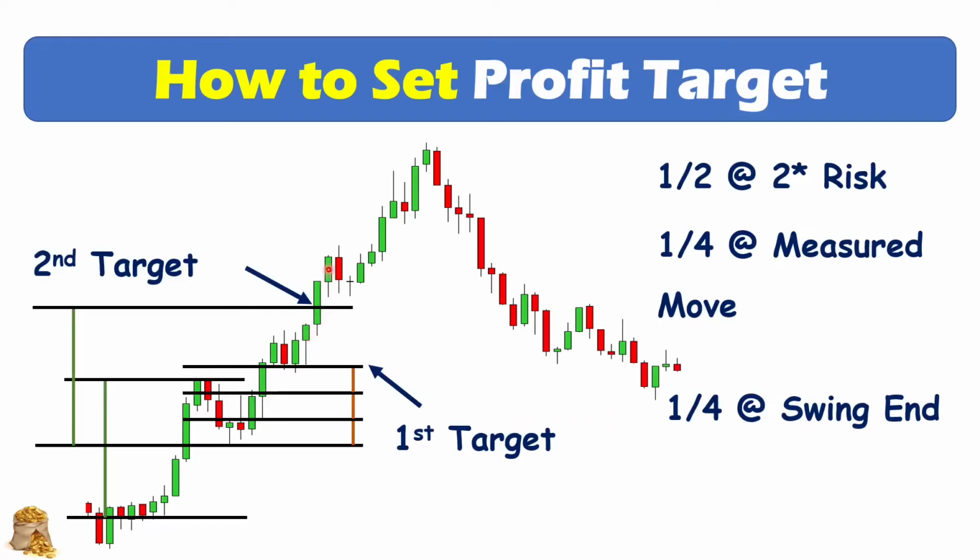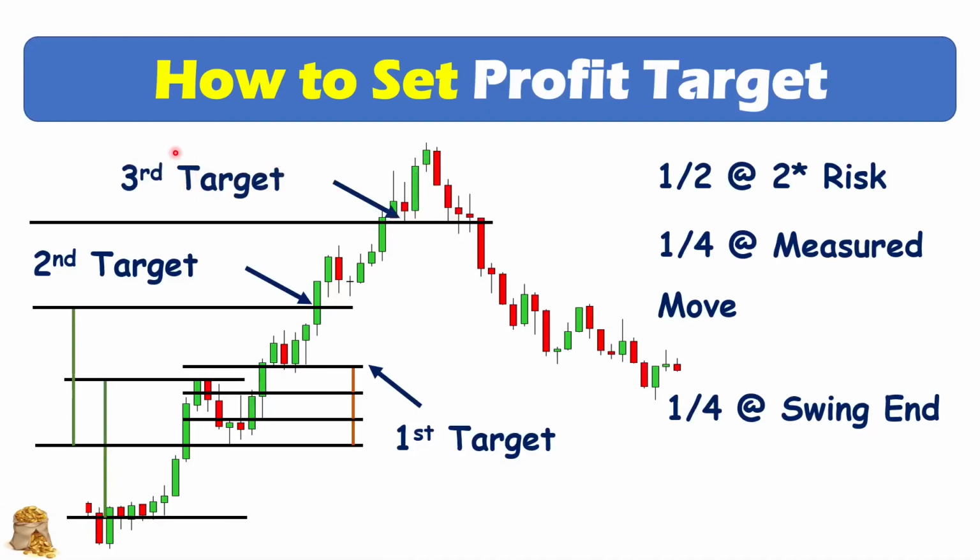So basically after here, you can see there's a pullback. You can set your stop to exit at the bottom of this pullback. And when the market goes up here, you can set your stop here. So in the end, this is your third target. It's a swing exit, and you are going to exit at this bear bar.